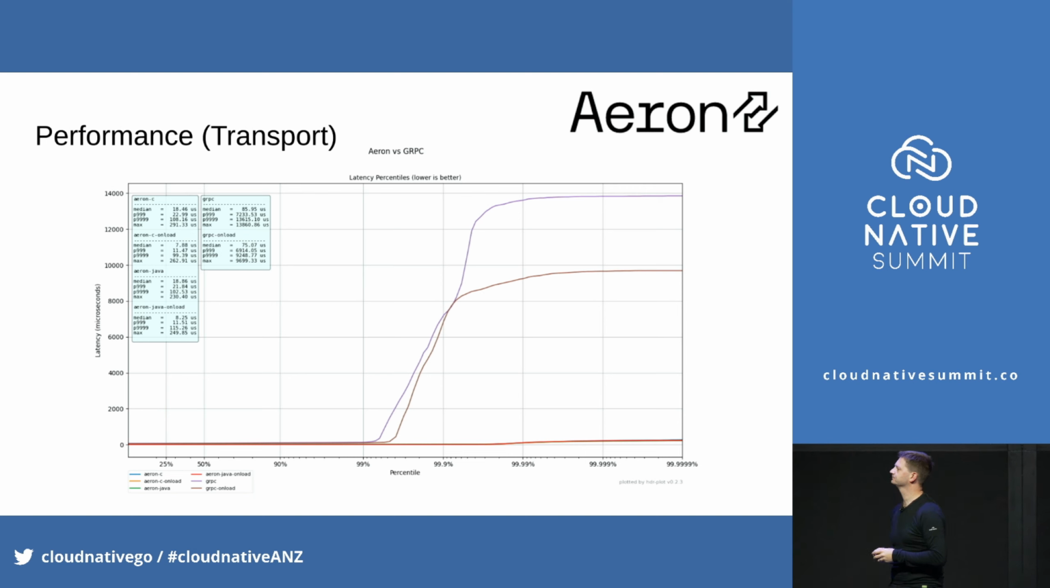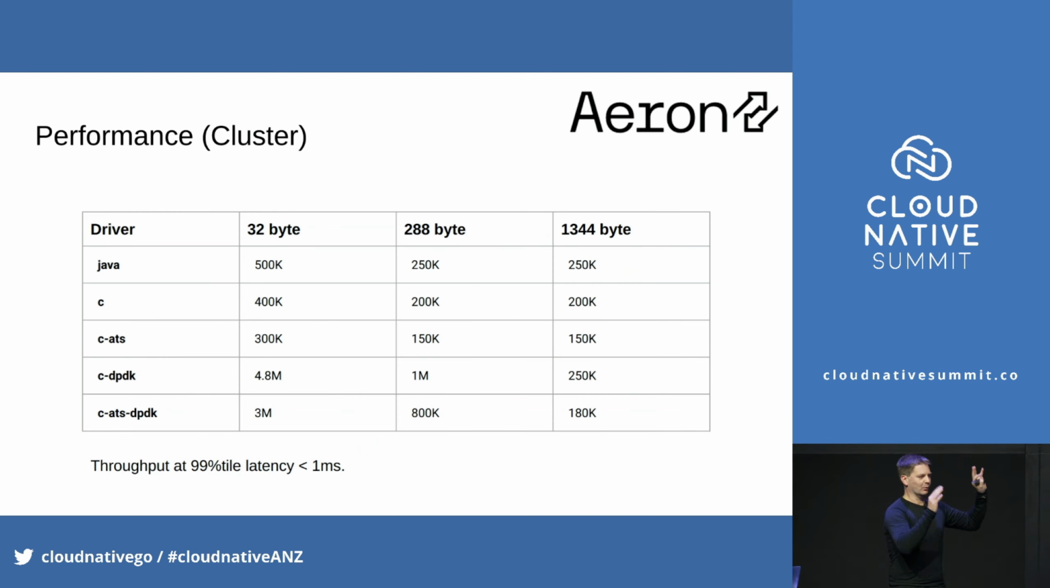So moving away from comparing to other products, I want to talk a little bit about some of the additional add-ons that we have. Admittedly, these are commercial, but they are still relevant to the cloud. So the first one I want to talk about is ATS, which stands for Aeron Transport Security. This is a plugin where the connections that we make are encrypted using OpenSSL.